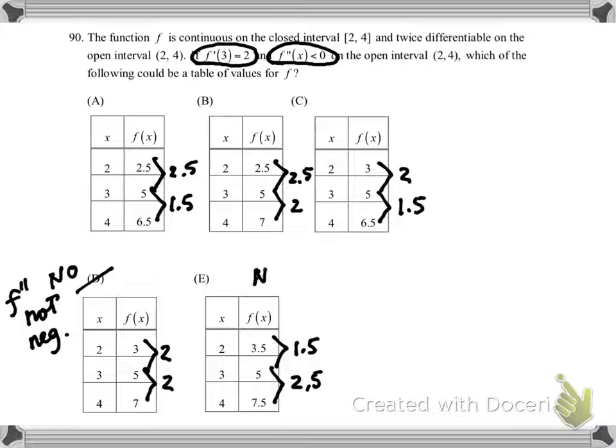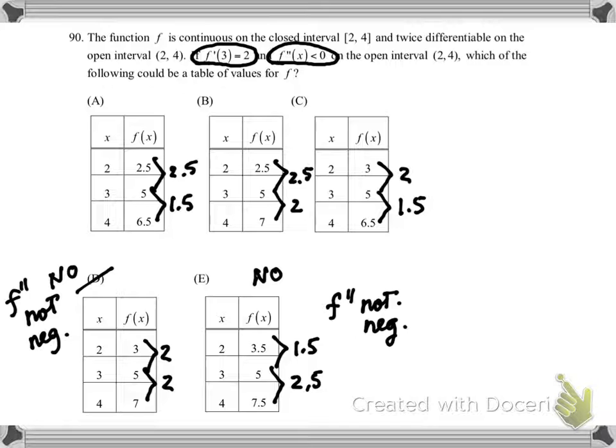Now here, this is a no, because the slopes are actually increasing. From 1.5, it went up to 2.5. So here, F double prime is, again, not negative. It's actually positive, because your slopes are increasing, from 1.5 to 2.5.